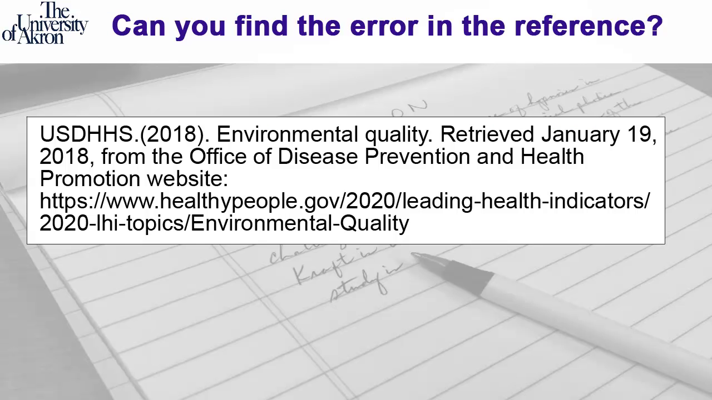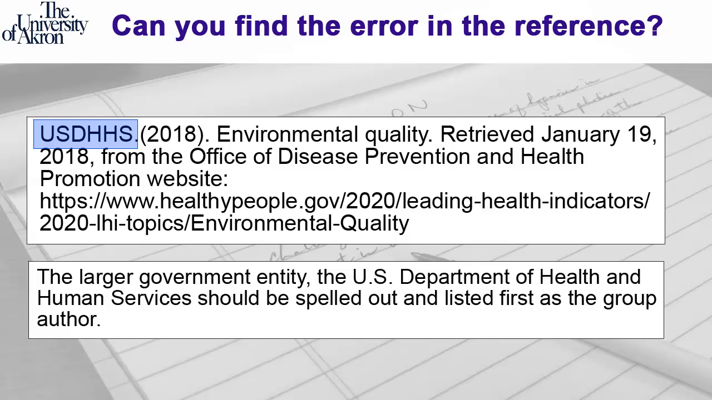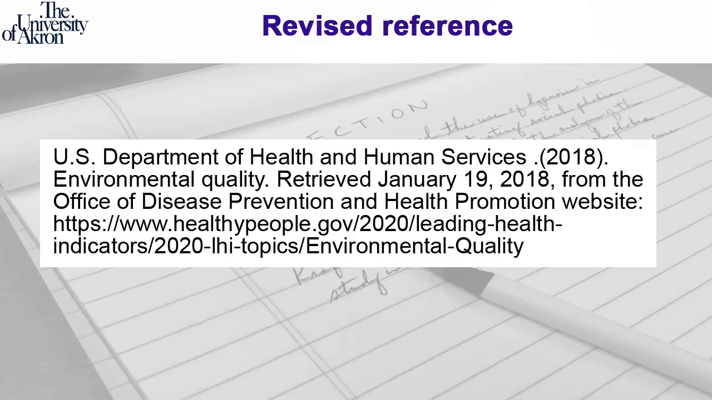Can you spot the mistake in this reference? Note that the larger government entity, the U.S. Department of Health and Human Services, should be spelled out and listed first as the author. The office, the smaller entity, is listed on the retrieval statement.